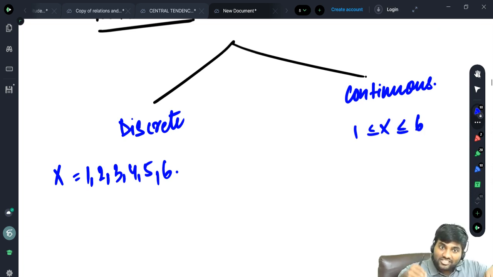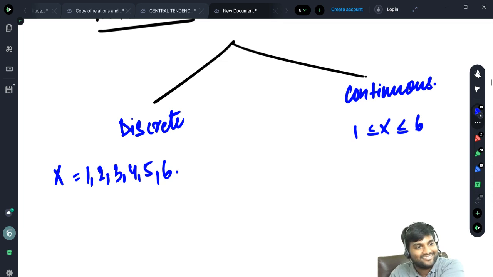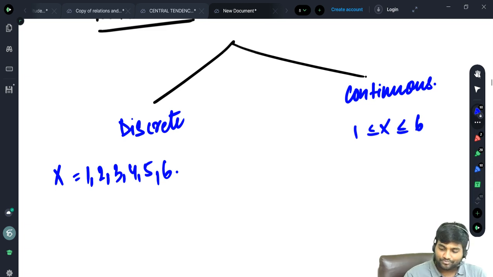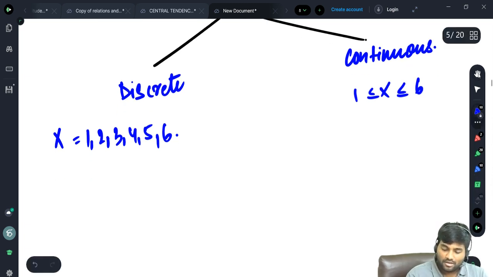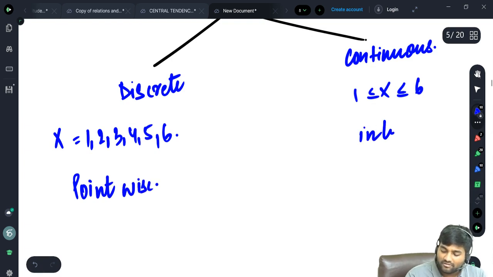So the room temperature can actually range from 18 to 30. But in the AC panel, if you see, it is 18, then it is 19. So the temperature which is written on the AC panel is discrete, but the room temperature is continuous. Clear? Okay. Here it is point wise. Here it is interval wise.